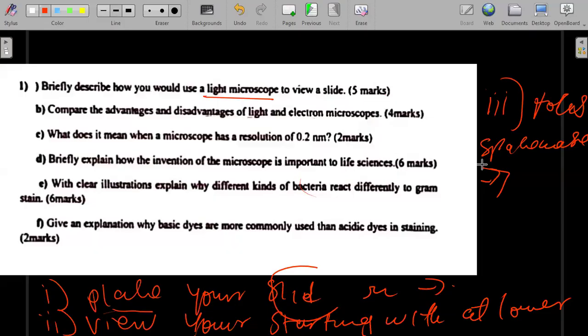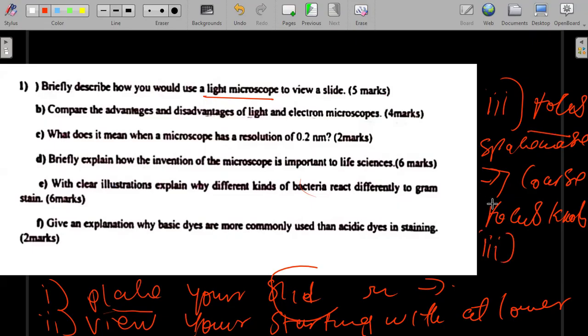So you use what we call a close focus knob to focus the image. That's the next step. So you place your specimen on a slide, you put it on the stage, you view it at low power, then you focus it using your close focus knob. That's the third step. What's the fourth step?